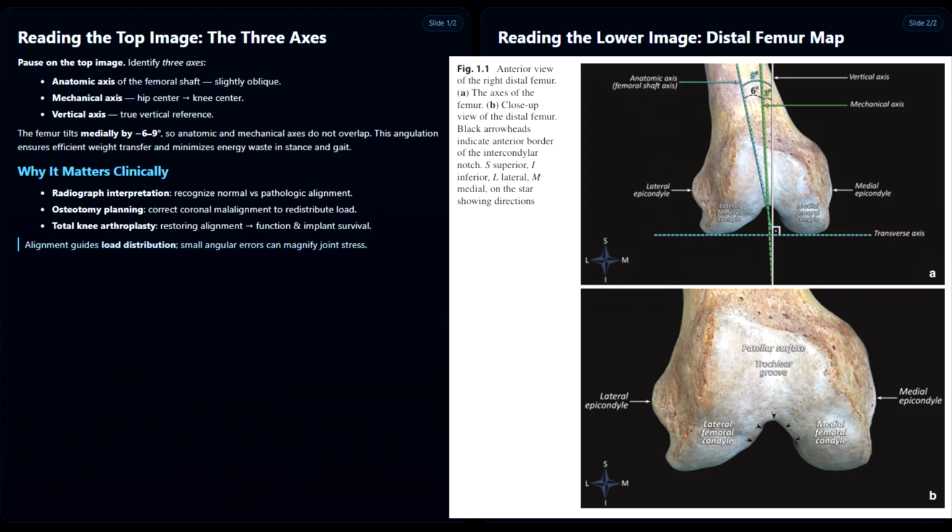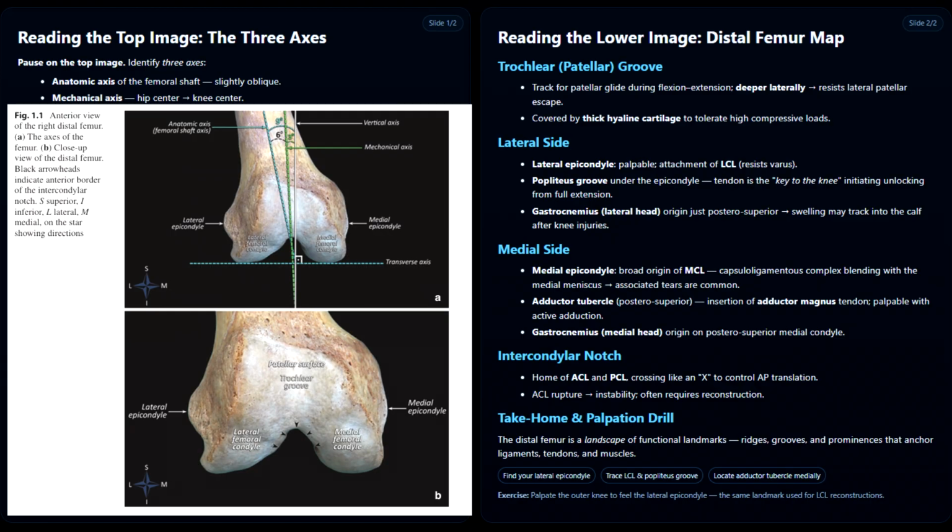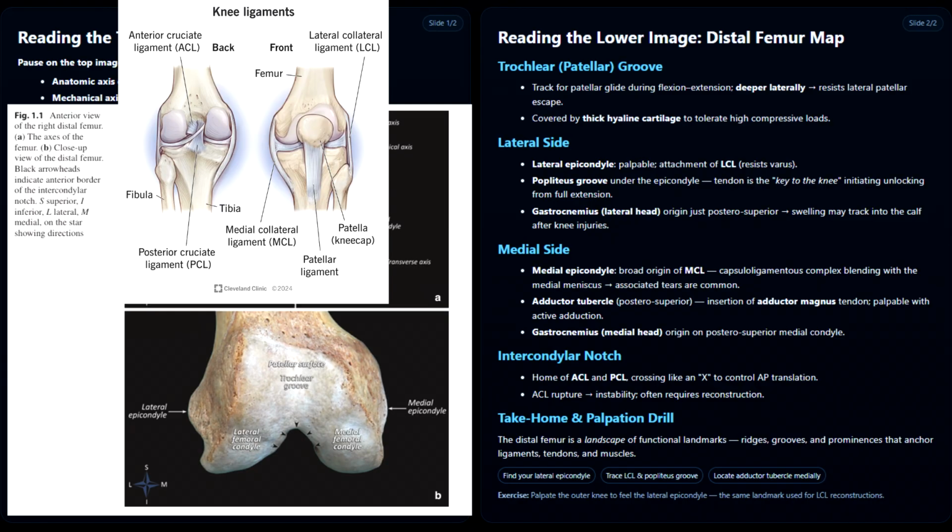Moving laterally, focus on the lateral epicondyle. This is a palpable landmark, sitting just under the skin on the outer side of the knee. Attached here is the lateral collateral ligament, LCL, a cord-like structure that resists varus forces. That is, forces trying to push your knee outward.